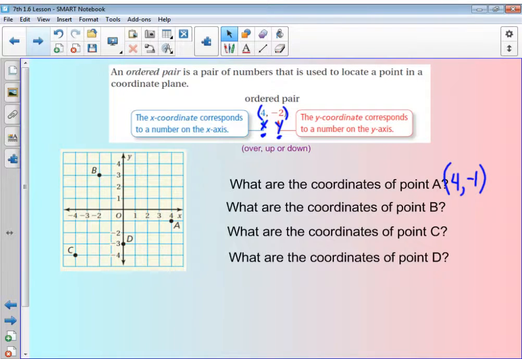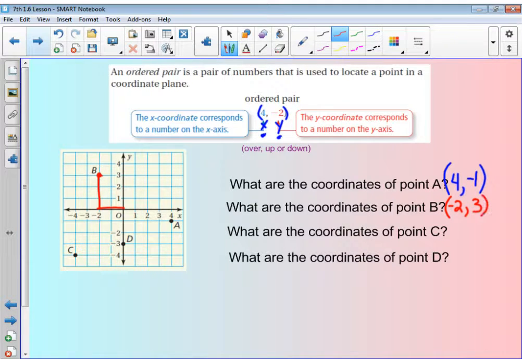Okay, so let's try another one. What are the coordinates of point B? So here's point B. Okay, we're going to go over to -2. So that's our first number, -2. And then we're going to go up, so that's a positive, to 3, so +3. And remember, you always start at your origin. So that's why I know, yes, we land on the 3 line, but we also went up 3 blocks.